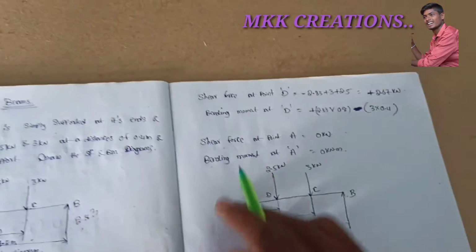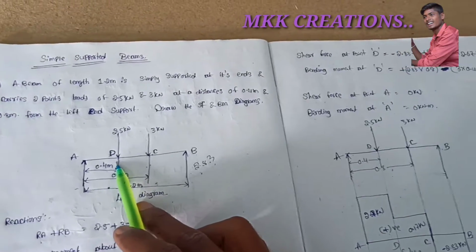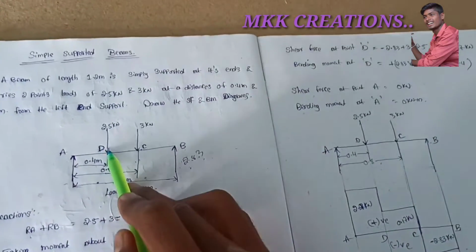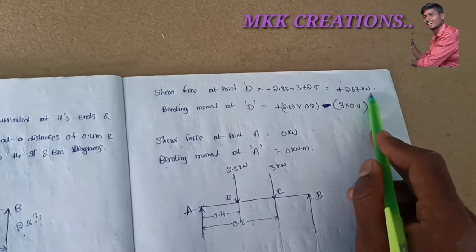So next, shear force at point D. At point D we are considering now: minus 2.83 plus 3 plus 2.5. Then we get plus 2.67 kilonewtons.